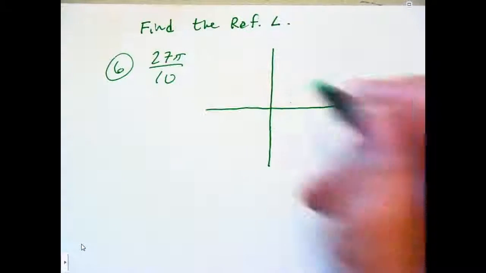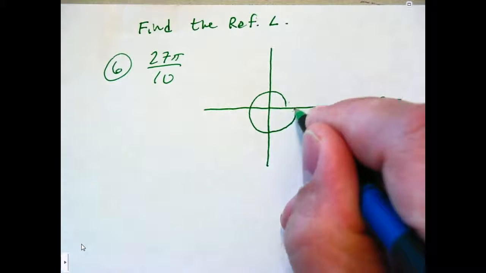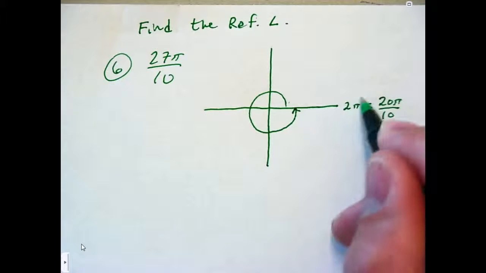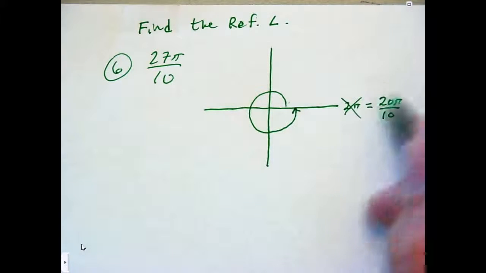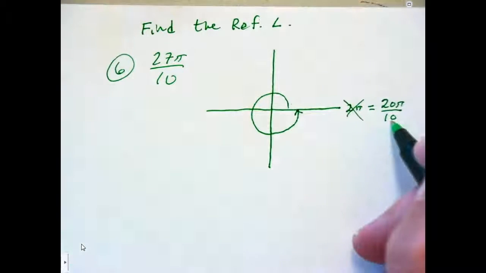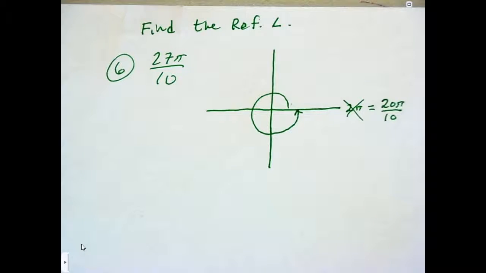So 27 pi over 10 means we go one revolution. We've traveled how far now? 2 pi, which let's not call it 2 pi anymore. Let's call it 20 pi over 10. Anytime you want to change a decimal, by the way, to be in terms of a certain denominator, just multiply how many you have by the denominator. So 2 pi times 10 is 20 pi. If I wanted to change it to thirds, I would go 2 pi times 3, which would be 6 thirds. That's still 2 pi.